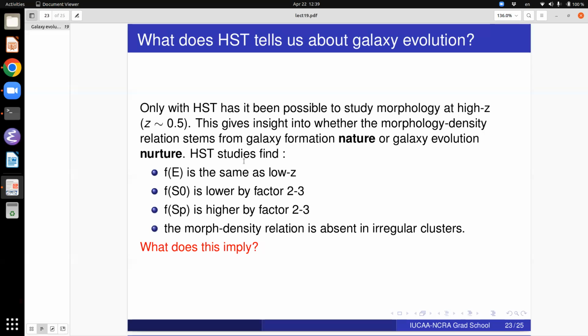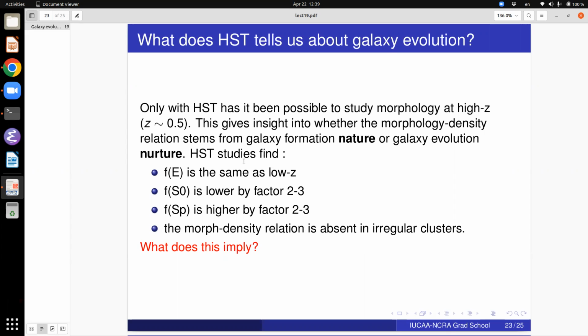Okay, so with the Hubble Space Telescope, we could do more. All of this, as I said, can only be done for clusters at low redshift. Whatever Dressler did, etc., can't be done at high redshift. Galaxies are too small. You can't make out the morphology. But with HST, you can extend the study, not very much further, but up to redshift 0.5.